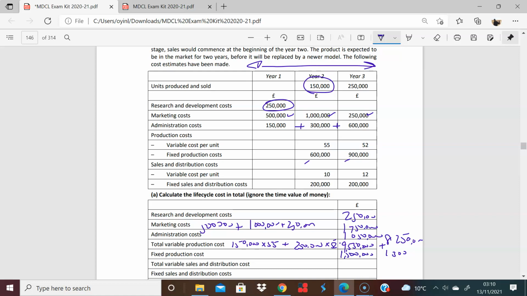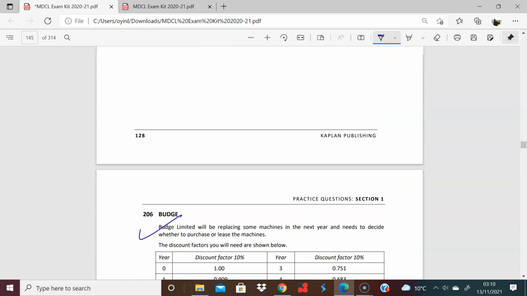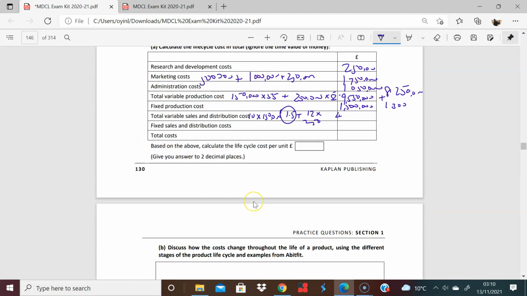Then you have your variable sales and production, and that's given to us. That tells us that's £10 a unit. So 10 times 150,000, and that's 1.5 million, plus 12 times 250,000. 12 times 250,000 is 3 million. So there you have 3 million plus 1.5 million, and then you have 4.5 million.